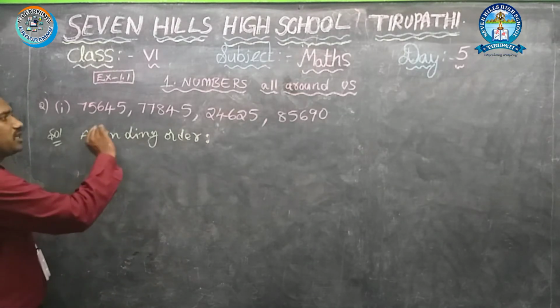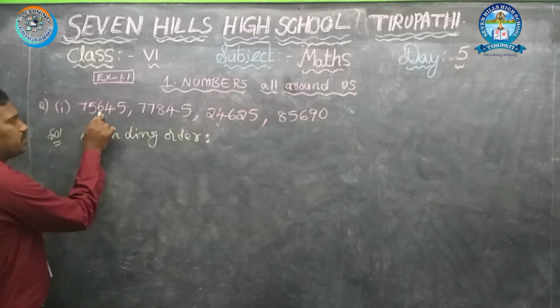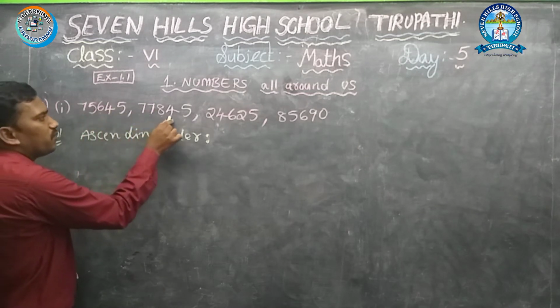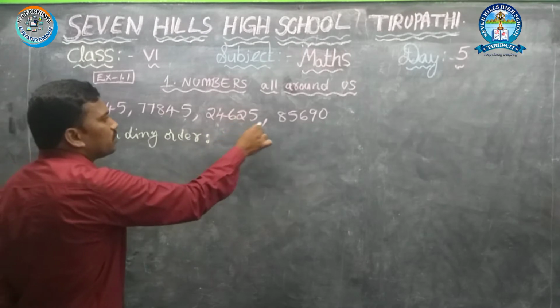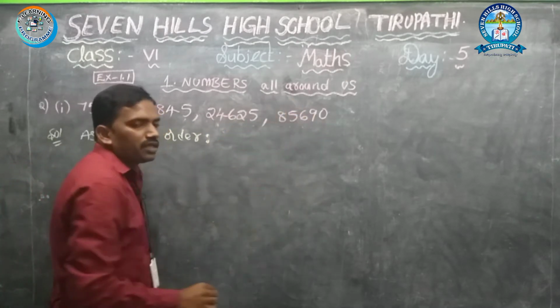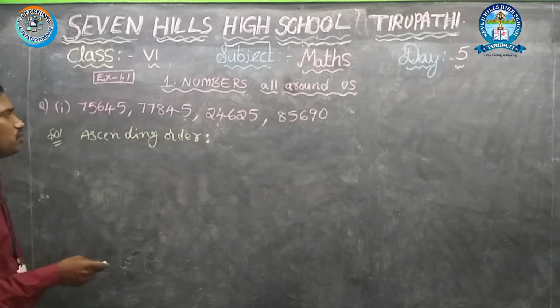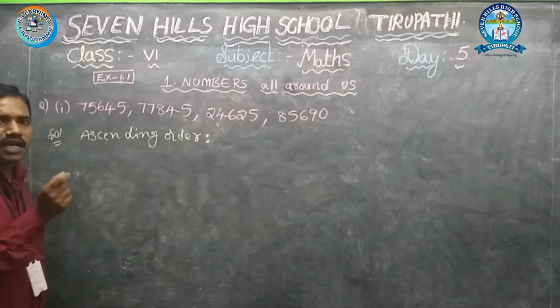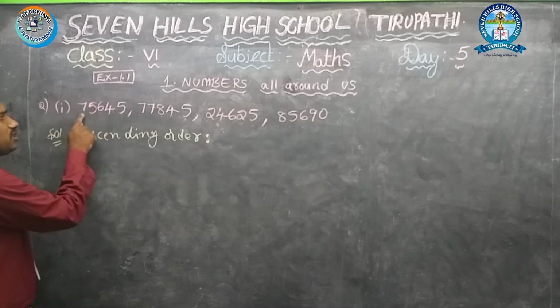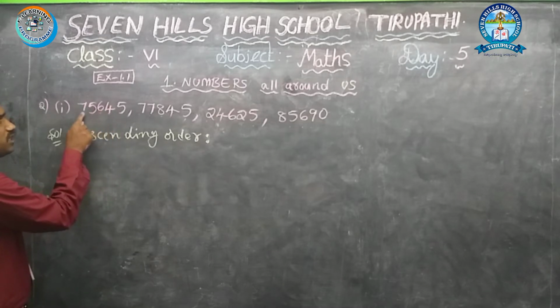First of all, count the digits. 1, 2, 3, 4, 5. Each number has 5 digits. So we want to compare their highest place. That is ones, tens, hundreds, thousands, 10,000s.